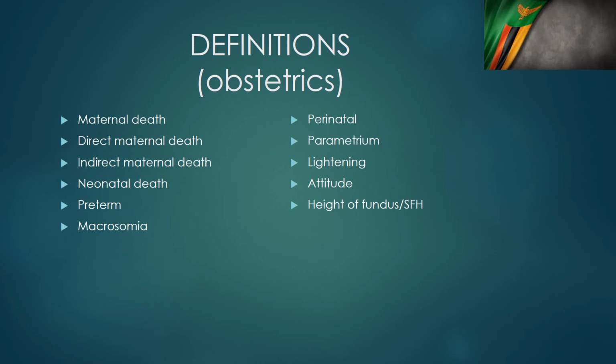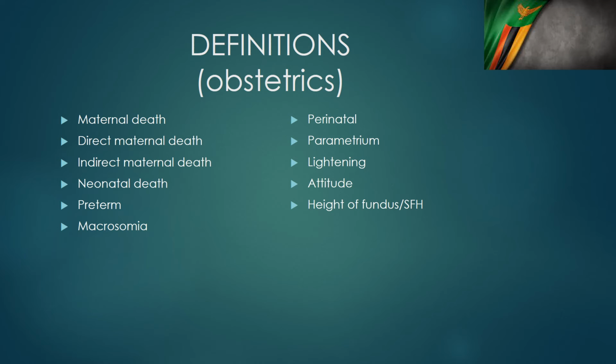A neonatal death is a death of a neonate. A neonate we already defined as a baby that is less than 28 days. Preterm refers to a pregnancy that is before term, that is before 37 weeks. A macrosomic baby is a baby that has a weight of above 4 kg in our setup. Some people would say above 4.5 kg.